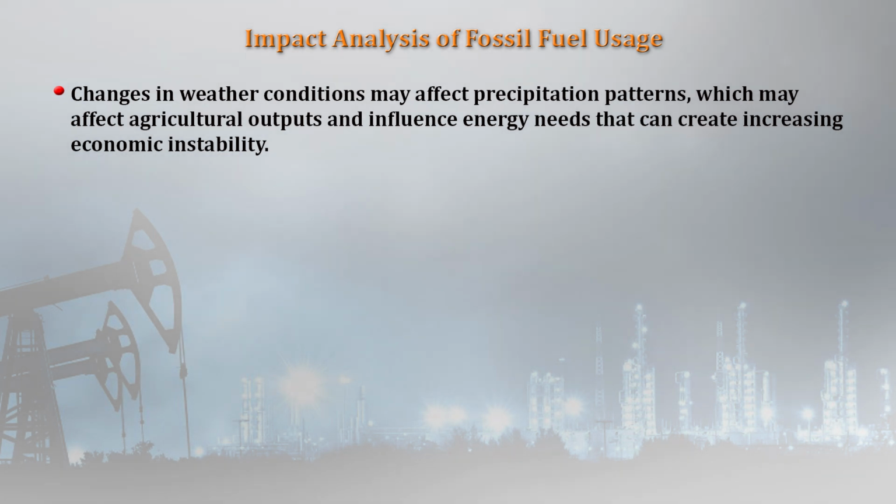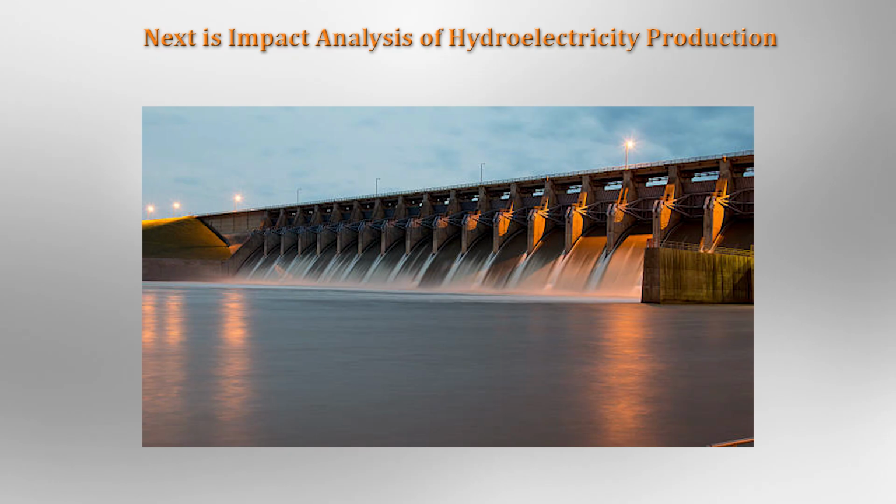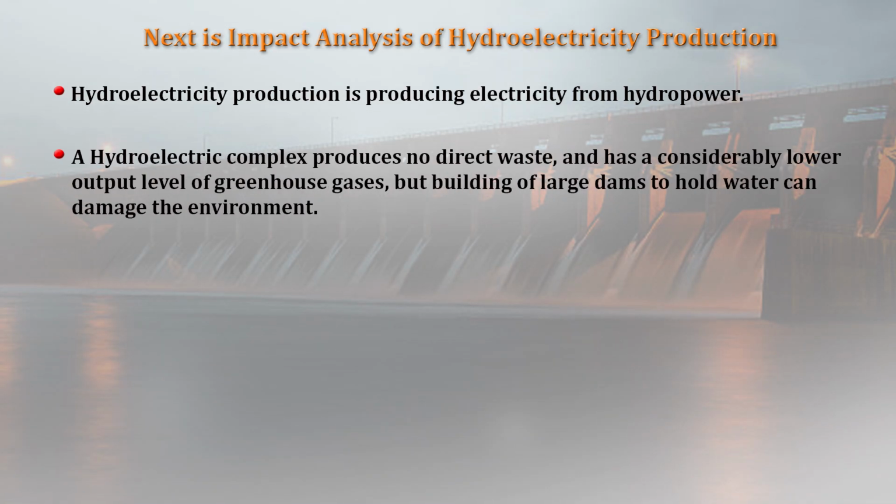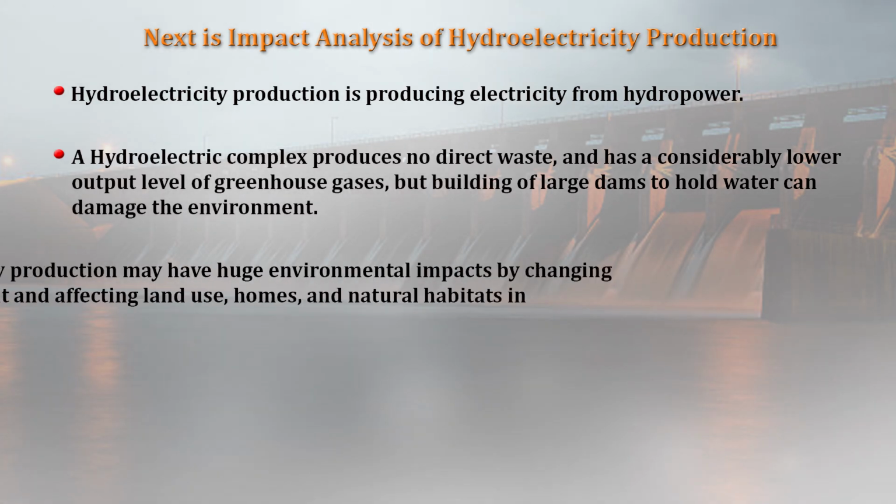Next is impact analysis of hydroelectricity production. Hydroelectricity production is producing electricity from hydropower. A hydroelectric complex produces no direct waste and has a considerably lower output level of greenhouse gases. But building a large dam to hold water can damage the environment.